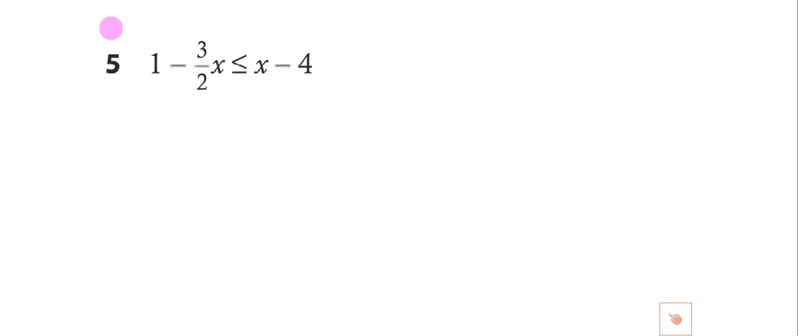Times everything by 2 is an option. Yeah. Why? Times by 3? I would go with 2. Why times everything by 2? Because the x term here is 3 halves. So to get rid of that 3 halves, my focus is the 2. So if I multiply this by 2, I get rid of that.